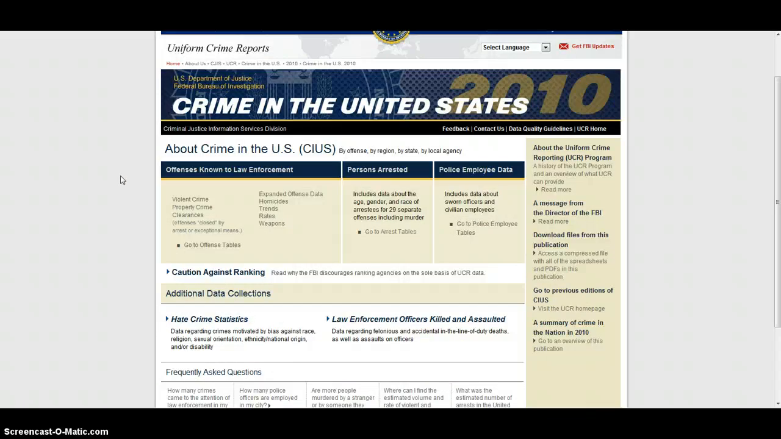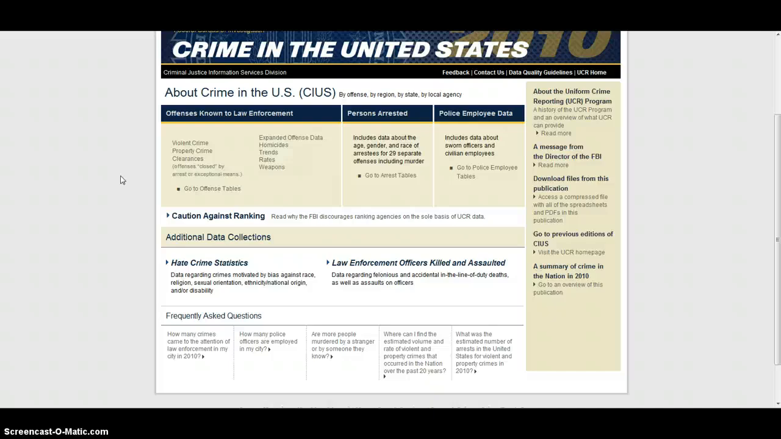So as you can see here, this is the 2010 UCR webpage. And all the different information and statistics for the year 2010 can be found on this web page. If you're interested in looking at the violent crime, property crime, clearances, you can come over here and look at the total number of persons that were arrested. You can even look at police employee data.